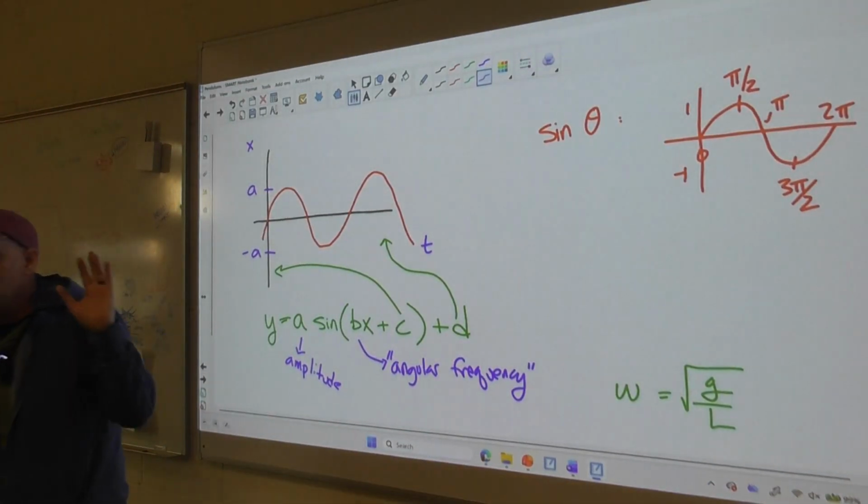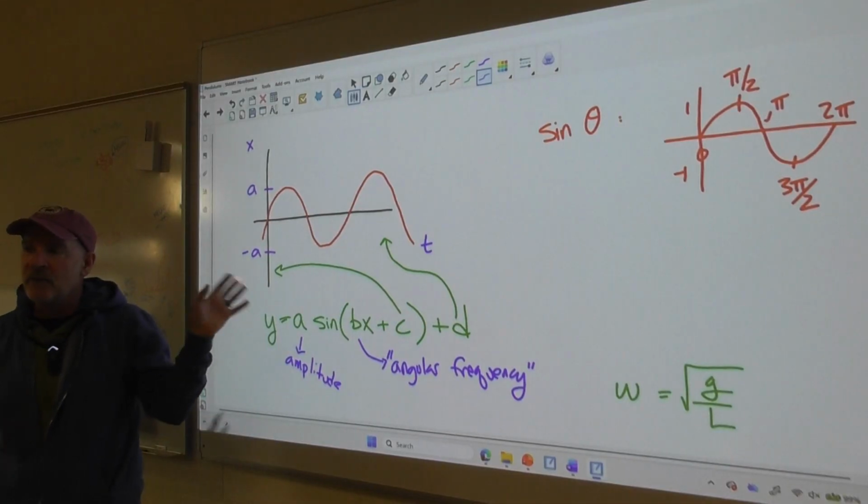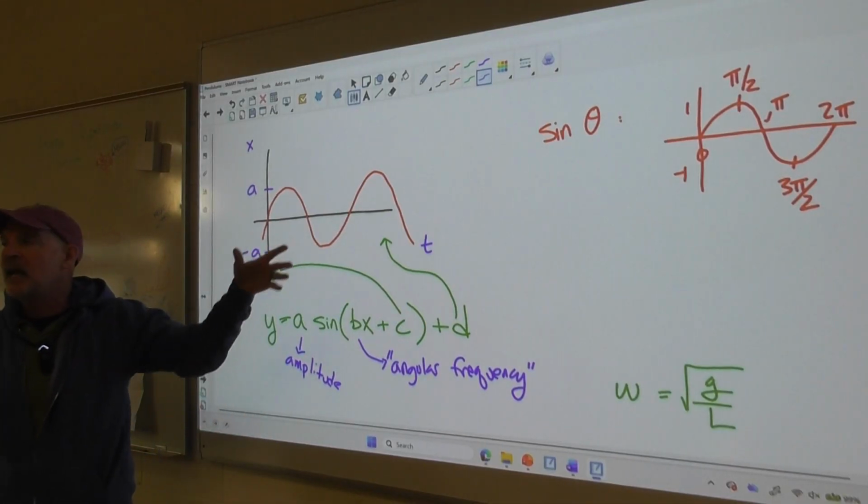That circular piece we'll address on Friday. We'll talk about it and you'll see how it matches up.